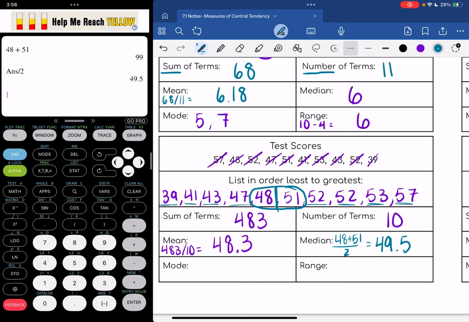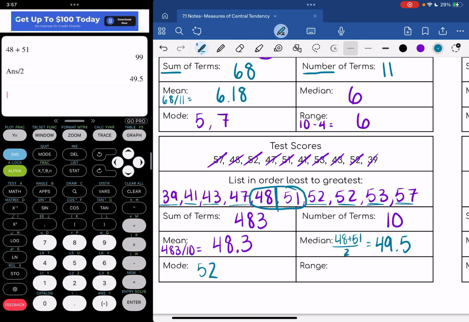Okay, mode for this one, the number that I see more than once, the only number I see more than once is 52. That's our mode. Something to mention now, if you have no mode, you just write down none. So if you have one of every single number, and there's no number that shows up more than once, you have no mode. Don't write down every single number as a 10-way tie, because they only show up once. You just have no mode.